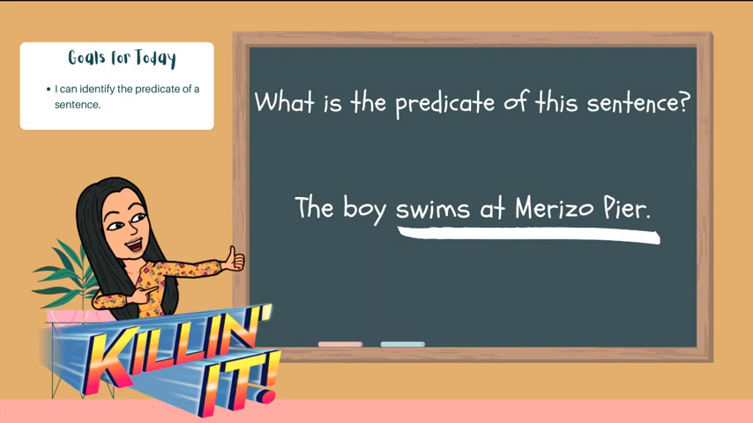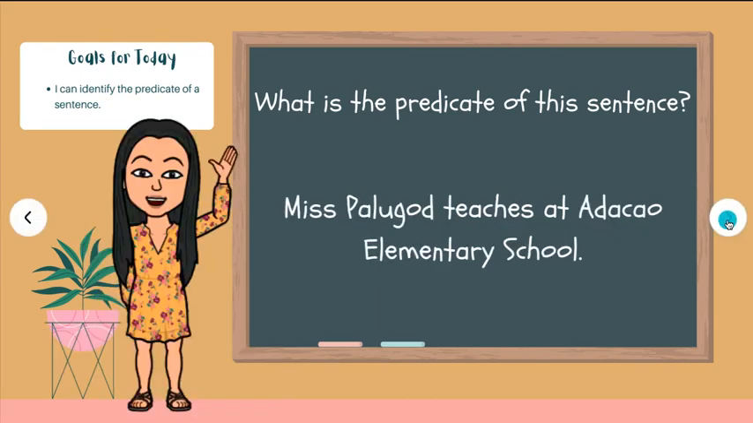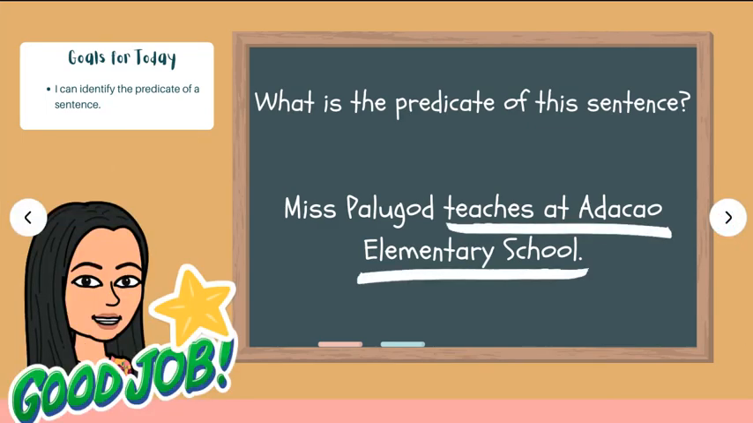Let's try another example. What is the predicate of this sentence? Miss Palugud teaches at Atticao Elementary School. Think about what the subject does. If you answered teaches at Atticao Elementary School, then you are correct because that is what the subject, Miss Palugud, does.